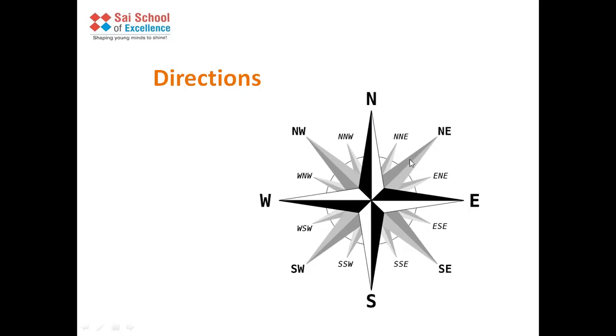Now, here, northeast lies between north and east. Northwest between north and west. Southeast between south and east. And southwest between south and west.